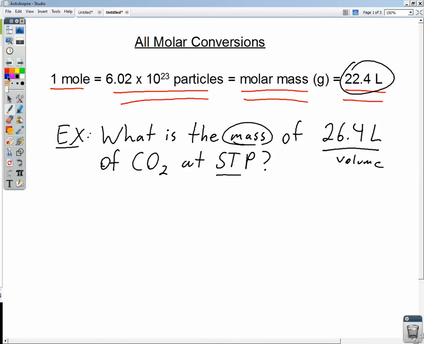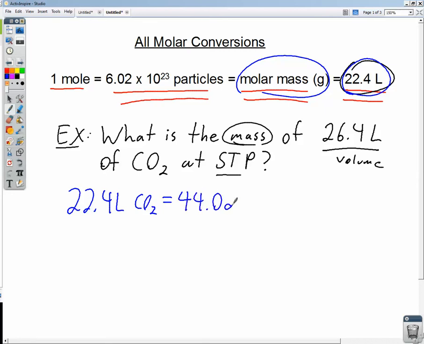So we pick out the two conversion amounts that we want. We're going from volume, that's 22.4 liters, into mass, molar mass. So I need the conversion 22.4 liters of CO2 is equal to the molar mass of CO2. And if you look at your periodic table, you've got 1 carbon at 12 grams, 2 oxygen at 16 grams apiece. The molar mass of CO2 works out to 44.0 grams. You are going to have to find that again when you're converting from mass or into mass. So this now is the conversion equation that we're going to use.